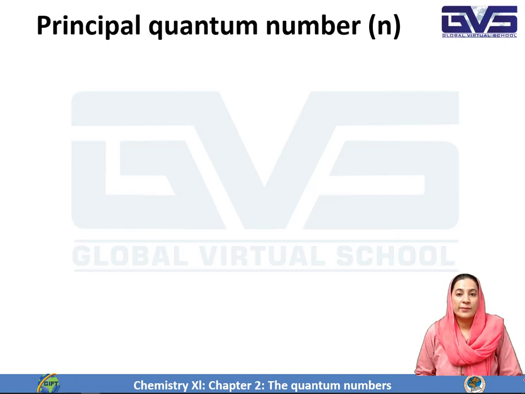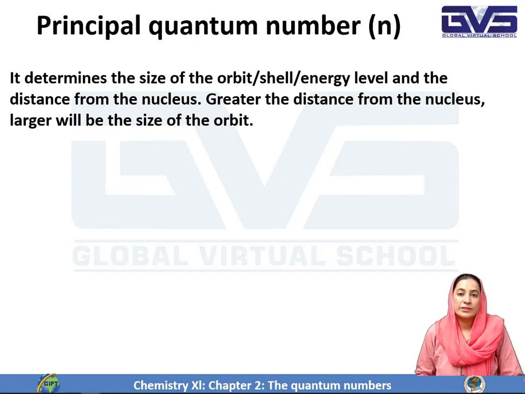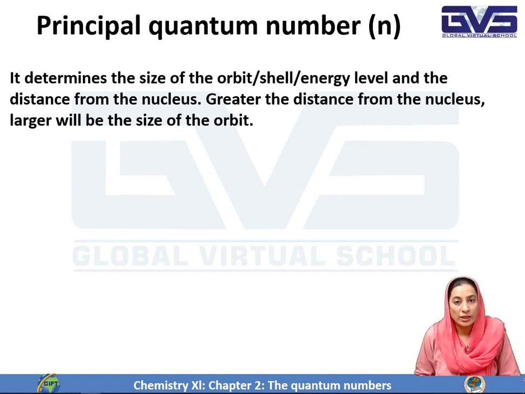Here we come to the first quantum number, that is principal quantum number. It is represented by small n, and principal quantum number describes the size of the orbit. If you remember, previously I used the words orbit, shell or energy level in Bohr's atomic model. These are the same: orbit, shell, or energy level. That shows the position of the electron, either it is in the first shell, first orbit or first energy level, or the electron is in the second shell, second orbit or second energy level. And the distance of the electron from the nucleus shows the size of the atom.